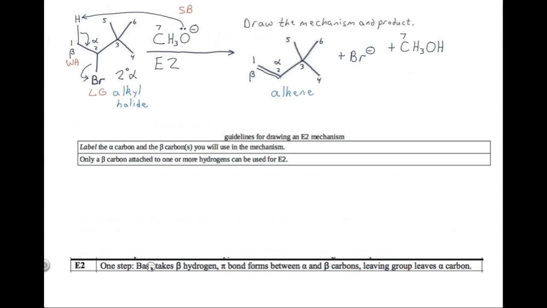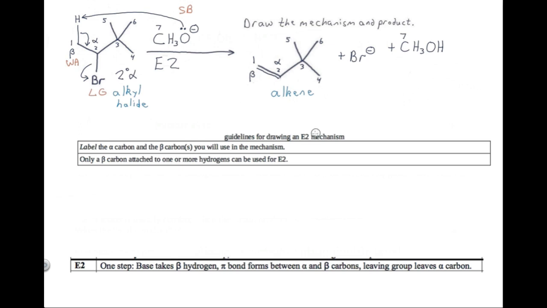In an E2, the base takes the beta hydrogen. So only a carbon that's attached to a hydrogen can be a useful beta carbon for an E2 mechanism. Only a beta carbon attached to one or more hydrogens can be used for E2. Remember that a neutral carbon should have 4 bonds total. Carbon 3 was already showing 4 bonds, so we knew there was no room for any hidden hydrogens. Carbon 1 was originally showing only 1 bond to another carbon, so we knew there was room for 3 hidden hydrogens, and we used 1 of those hidden hydrogens in our E2 mechanism.